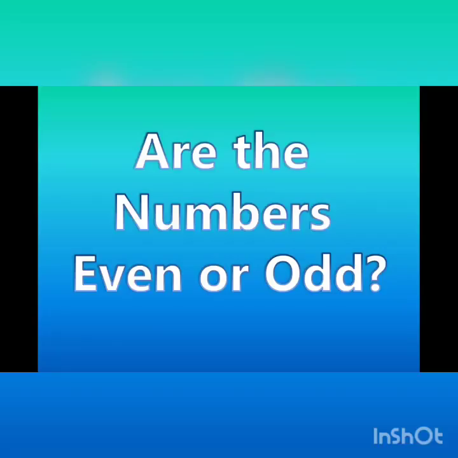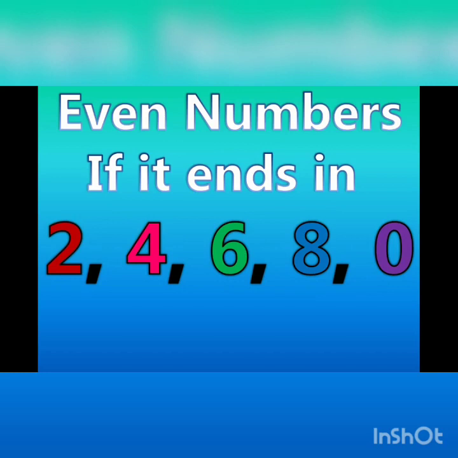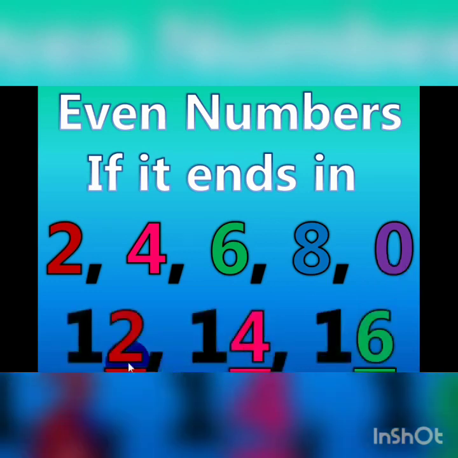Are the numbers even or odd? Even numbers. If the number ends in a 2, 4, 6, 8, or 0, then the number is even. 12 is an even number because 12 ends in a 2. 14 is an even number because 14 ends in a 4. 16 is an even number because 16 ends in a 6. Are you ready to practice even numbers on the 100s chart? Ready?